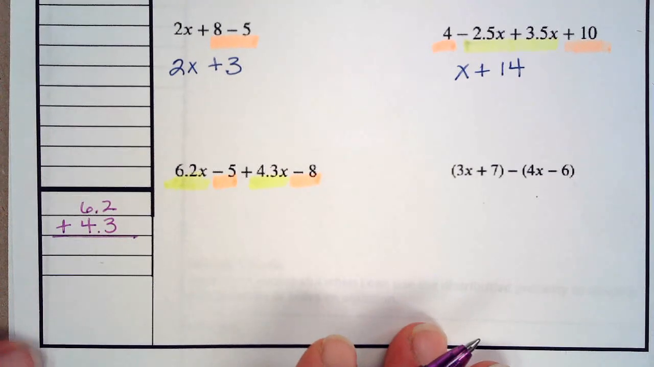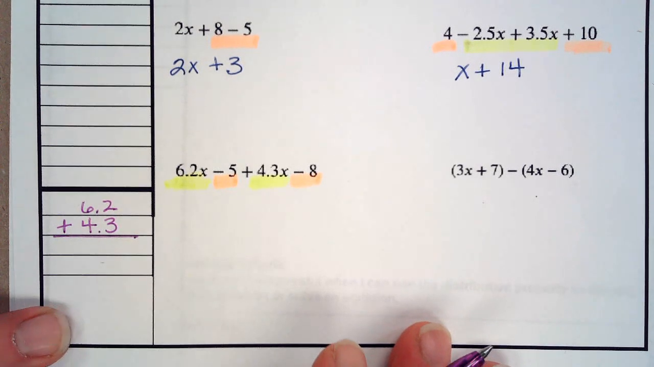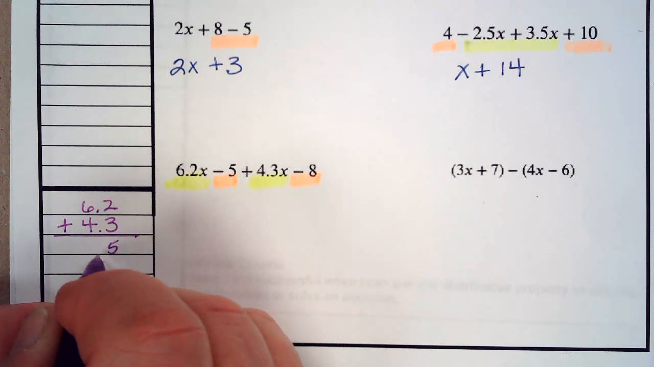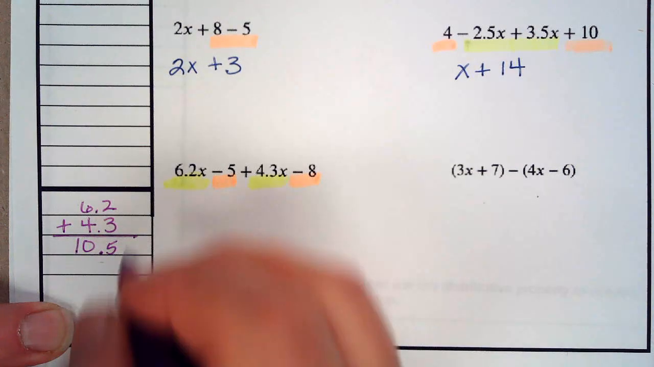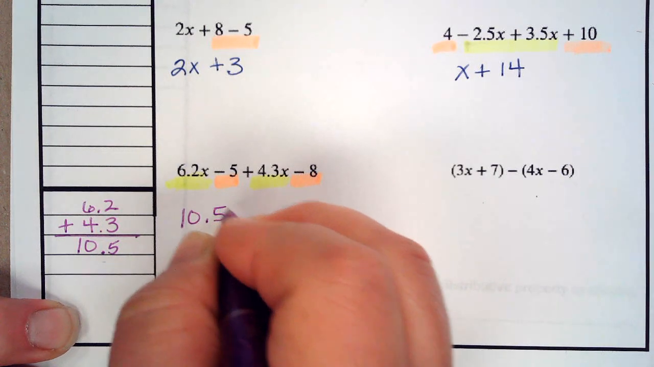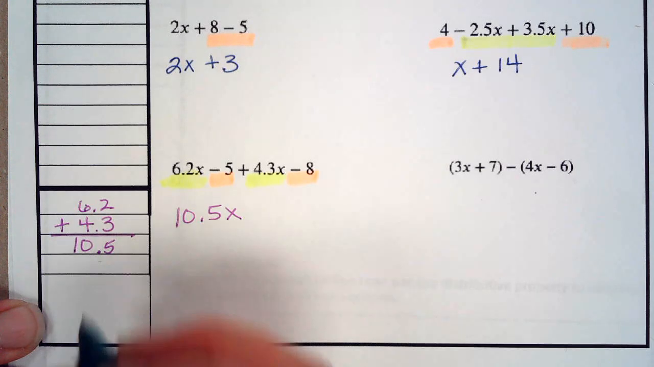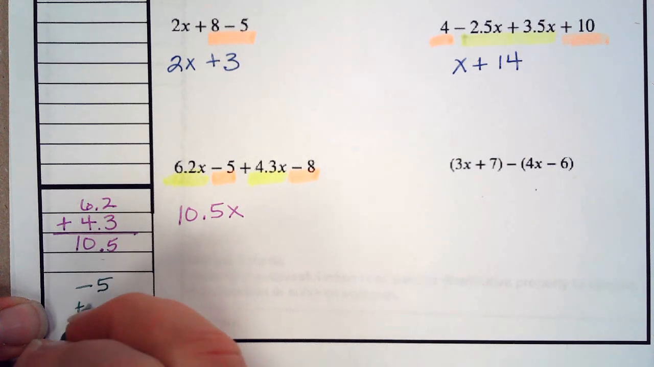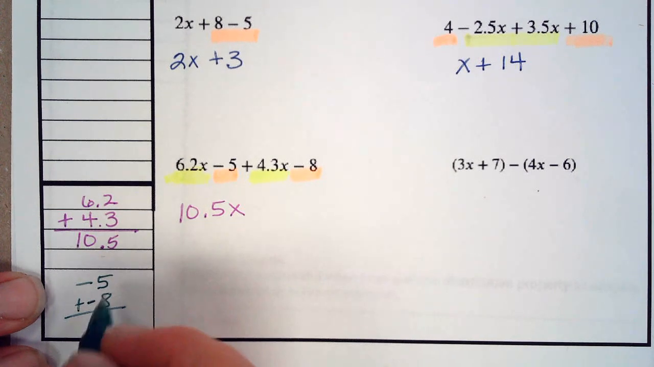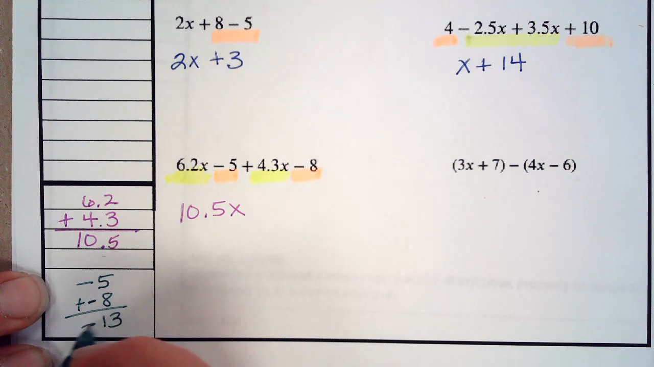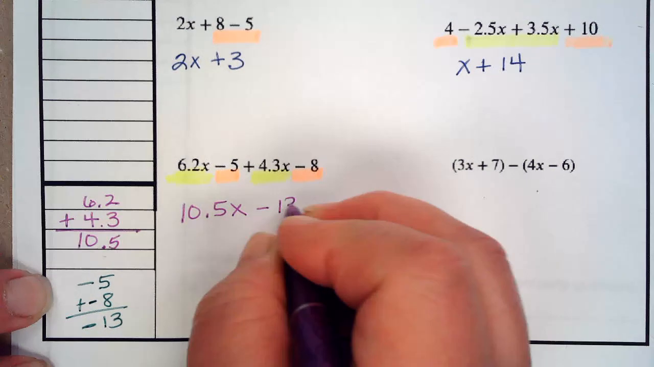While I'm trying to figure out the total, I don't need to put the x beside it, but it wouldn't make it wrong if I did. So 2 plus 3 is 5. 6 plus 4 is 10. So it's 10.5x. I have negative 5 plus negative 8. They're both negatives, so I combine them with addition, and I keep that negative sign. 5 plus 8 is 13. Keep your negative sign. So this is 10.5x minus 13.